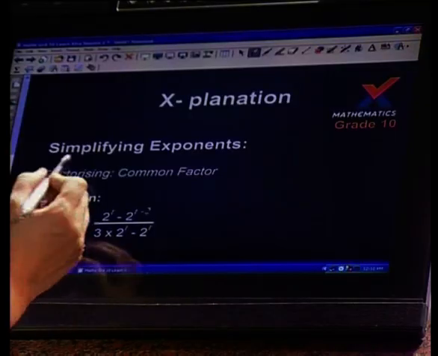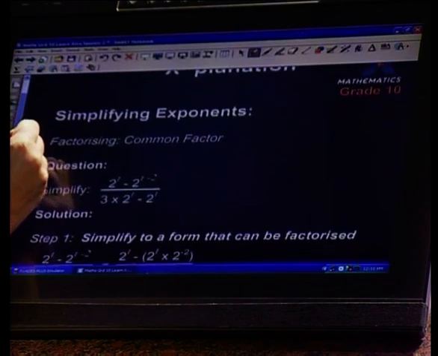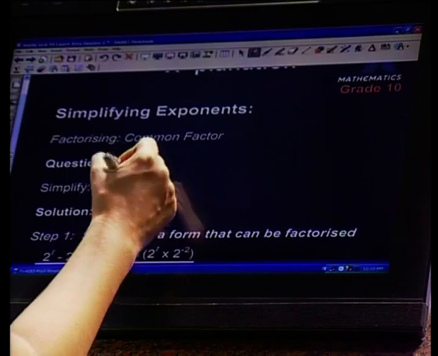Now that we've completed the first example, let's move on to the next one. Simplifying exponents, factorizing, taking out a common factor. Now, how do we know that we need to factorize? It's very easy to spot.